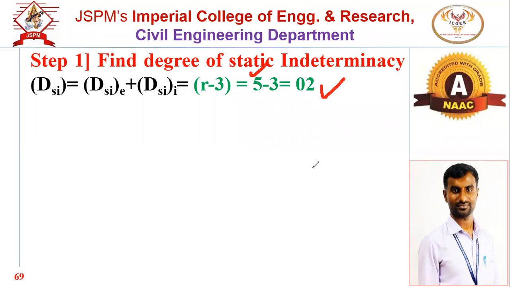Now tell me, as DSI is 2, what is the order of the flexibility matrix?